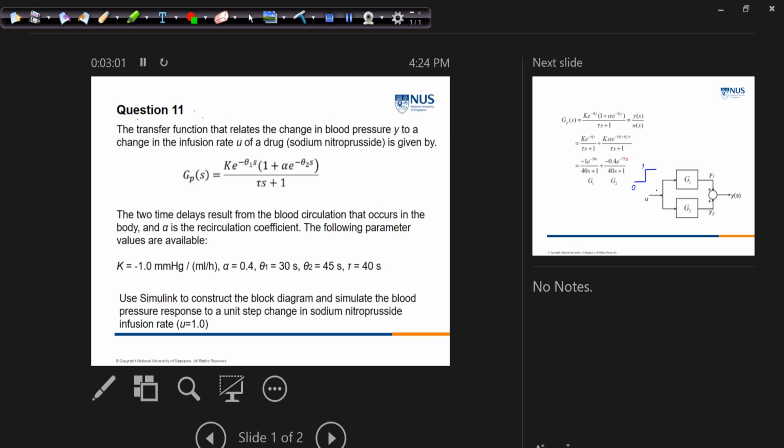Here it says the two time delays that result from the blood circulation in the body are considered. So theta 1 and theta 2, the terms in the exponentials, describe the system delay. And here alpha is a recirculation coefficient. So we have this alpha coefficient before the second term as an additional penalizing factor, with a constant value.